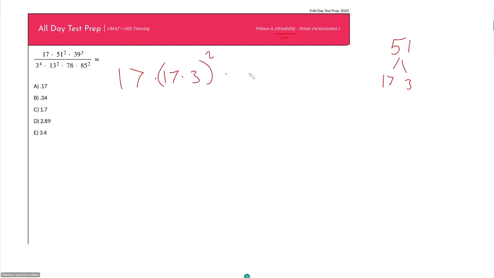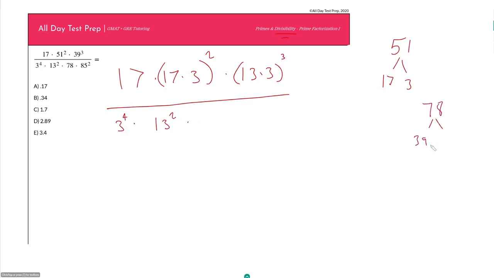39 is 13 times 3. So 39 cubed is 13 times 3 cubed. 3 to the fourth, 3 is prime. Can't do anything with that. 13 squared, so we'll leave that as is because 13 is prime. 78 is 39 times 2. And 39 can be broken down, like we said before, 13 times 3. So 2 times 3 times 13.